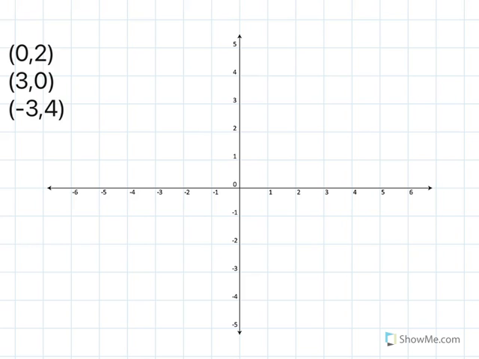All right, so I have 3 points: 0, 2; 3, 0; and -3, 4. Okay, let's graph them. 0, 2 is on my y-axis. 3, 0 is on my x-axis. And then -3, 4 is in quadrant 2. And once again, you can see my 3 points give me a straight line, and there's my graph. So that's hopefully helpful of how you can use a T-chart to find your points and graph your line.